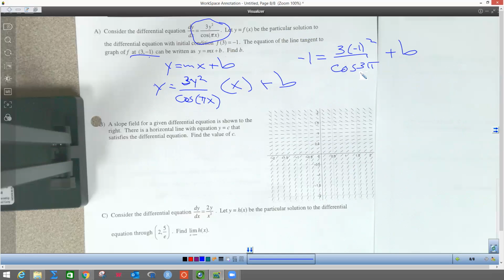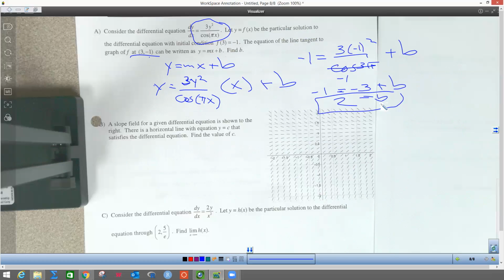So the cosine of 3 pi we just did a minute ago, right? It's -1. This is -1 right here. Okay, and then this is 1, so that's 3. So -1 times -1. Actually, we have to, what do we do? We get 3 divided by -1, so that's -3. Plus b, so b is 2. I did not read the directions of the whole problem. That's all you had to do.